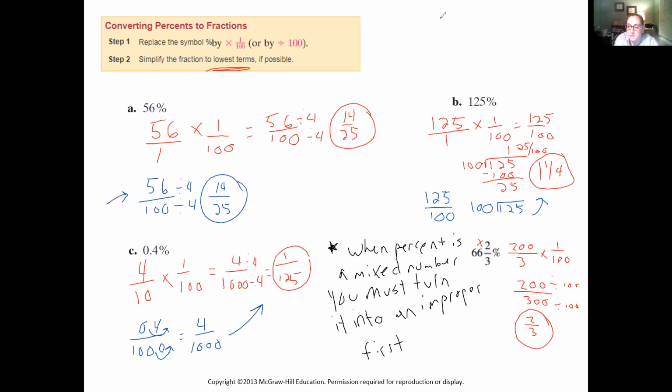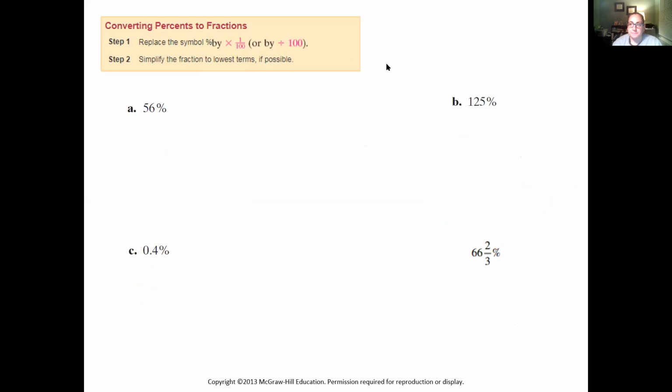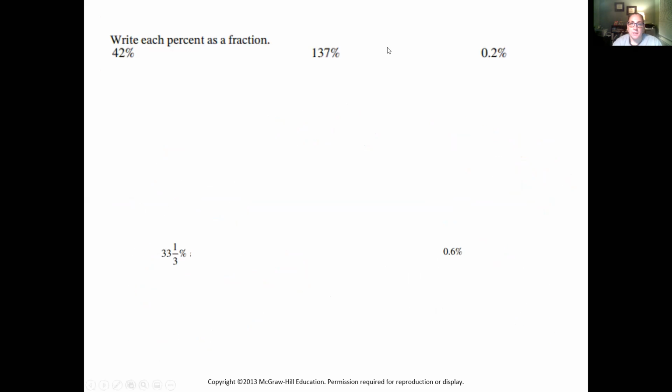And that's really the easiest way. I'm not going to do it another way. It's just important that you know this way. All right, try some more. Write each percent as a fraction.